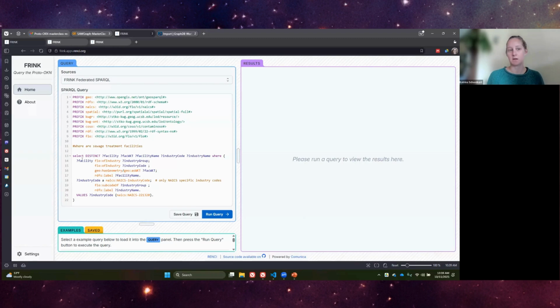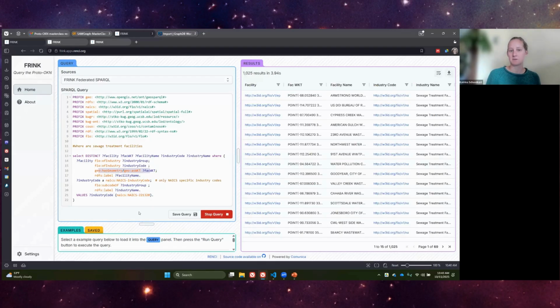So we're running a query here to find facilities. And the key thing here is based on their industry code. And this one is the North American Industry Classification System code for sewage treatment facilities. And then we're just getting their location, so their geometry, so that we can map it, and some additional information about them.